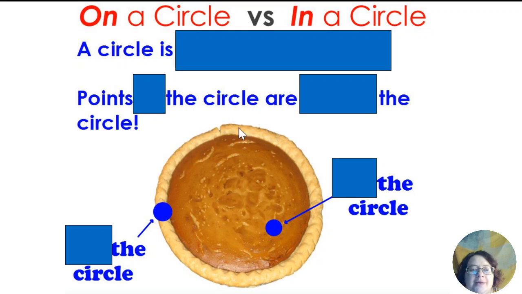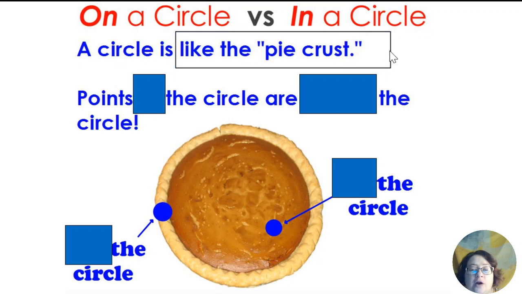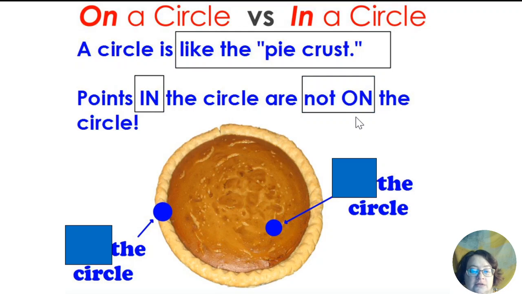So when we're talking about a circle, we're not talking about the entire pie. A circle is kind of like our pie crust, so just this outer ring. So a point that is in the circle is not on the circle. If I look here, I have a point on our pie crust that's on the circle. The point in the pie here would be in the circle and not on the circle.